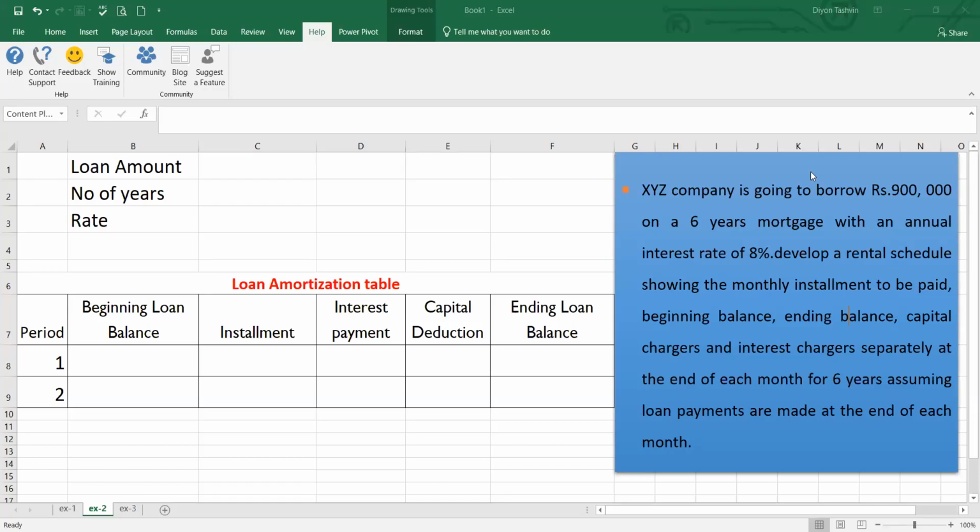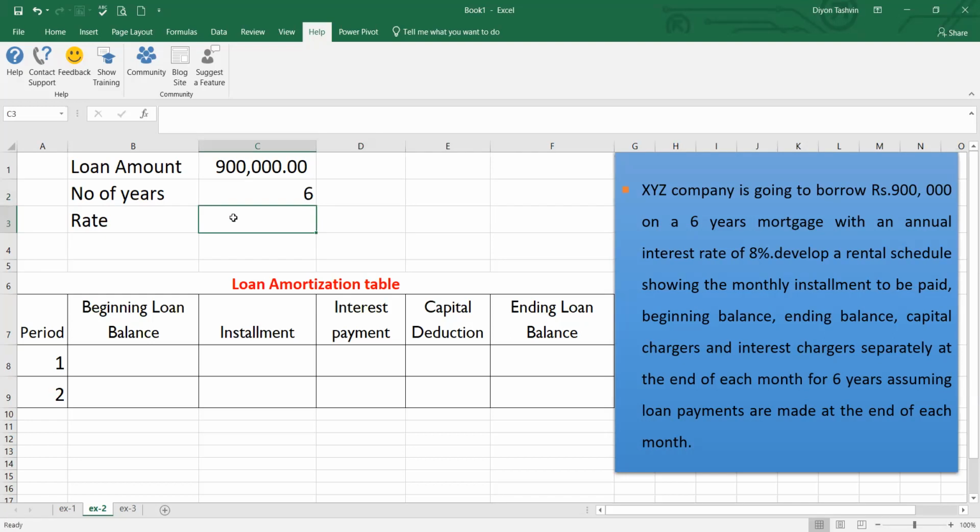So now we are going to start a depreciation question. Here in this one, XYZ company is going to borrow 900,000. So 900,000 means the loan amount. So we have to put in the data 900,000 as the loan amount. Then on a 6 years mortgage, which means the number of years is 6, with an annual interest rate of 8%.